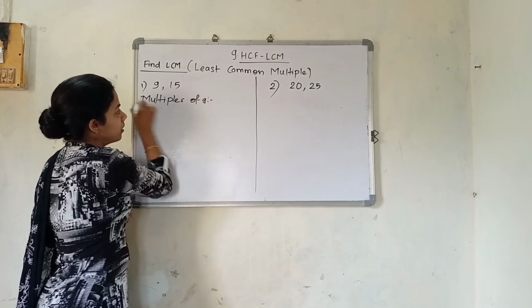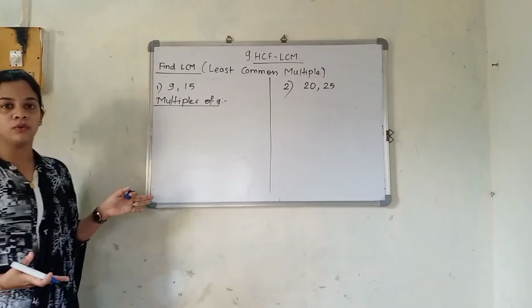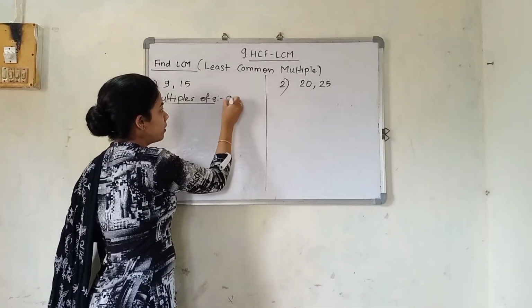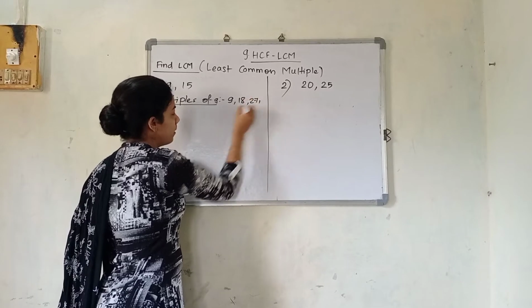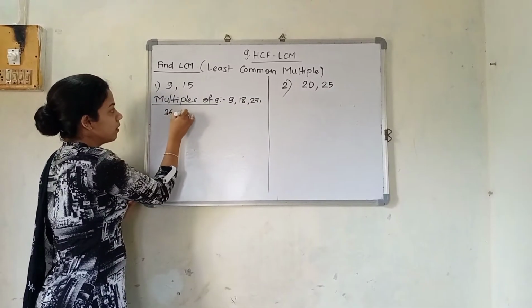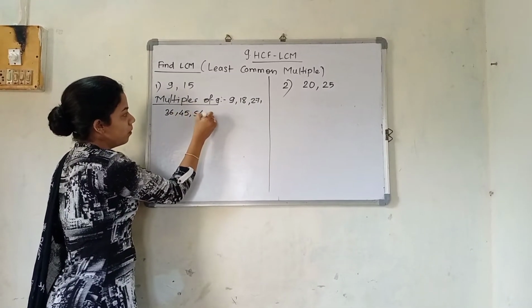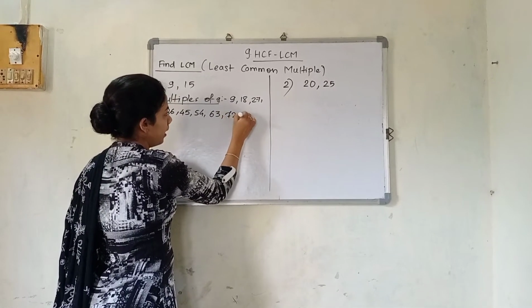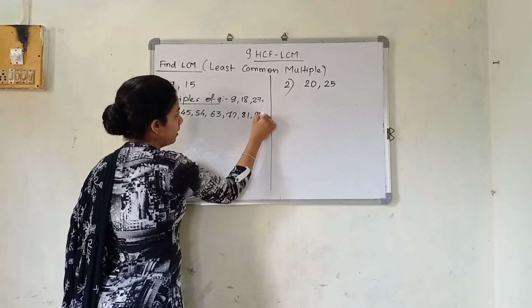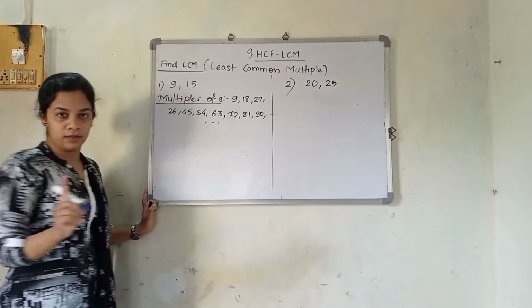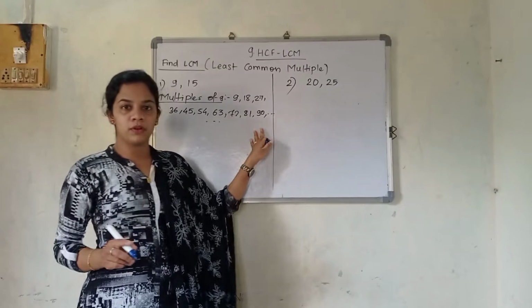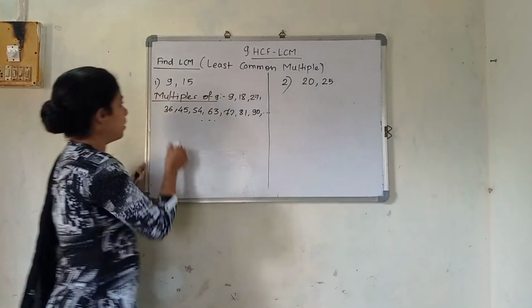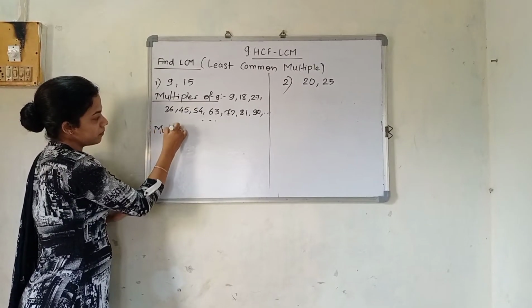Multiples of 9. Multiples means the table of particularly 9, as I just told you. So we are going to write 9, 18, 27, 36, 45, 54, 63, 72, 81, 90 and so on. Don't end it. Just write dots in front of it because multiples are unending. They are not finite.